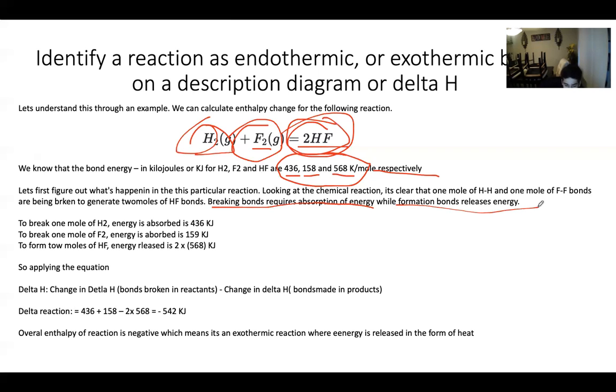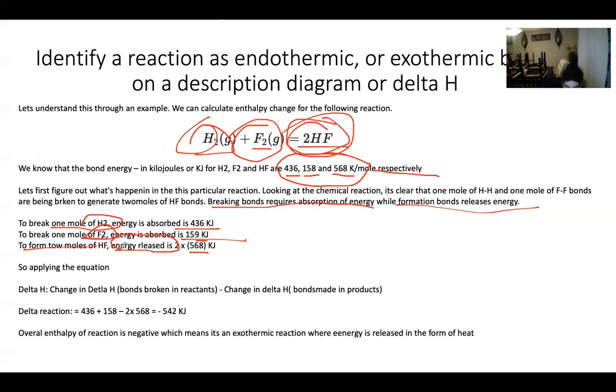So here, to break 1 mole of hydrogen bonds, it's 436 kilojoules. To break 1 mole of F2, you absorb 159 kilojoules. And then to form 2 moles of hydrogen fluoride, 2 times 568 kilojoules is going to be released.